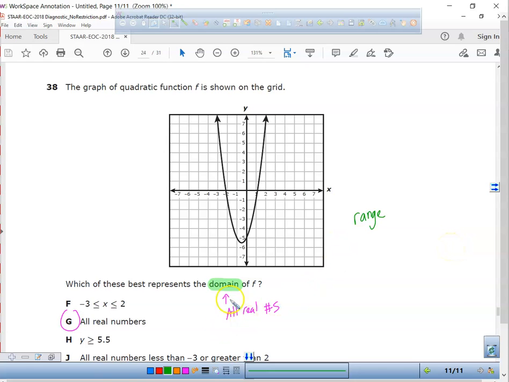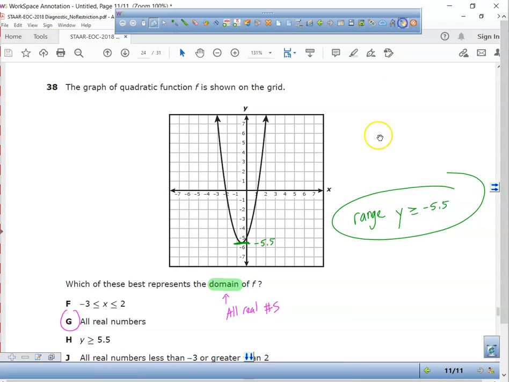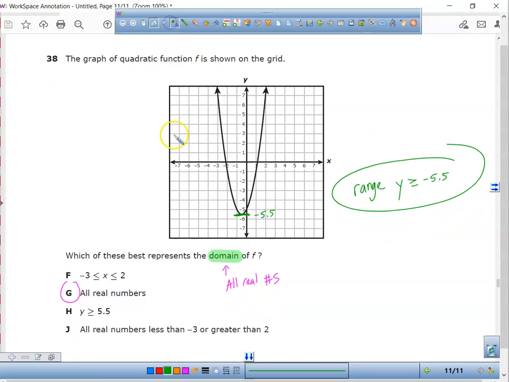If you see a parabola and they ask you for the domain, can you guys see how technically it goes forever to the left and forever to the right? Every single parabola goes forever in both directions. That's why it's all real numbers. But where does it bottom out? What's the lowest point that it hits right there? About what? What would you guys say? Yeah, negative what? Negative 5.5. So the range, guys, would be y is greater than or equal to negative 5.5. That's the range.